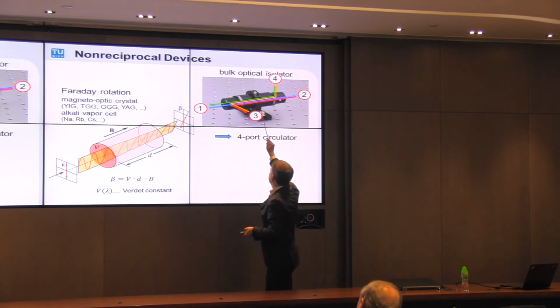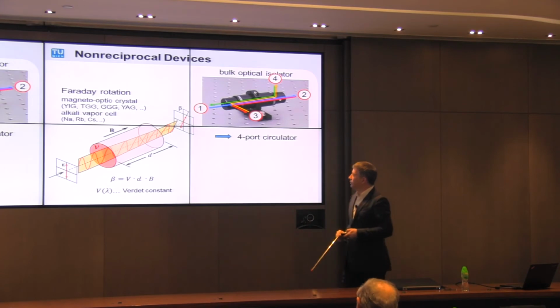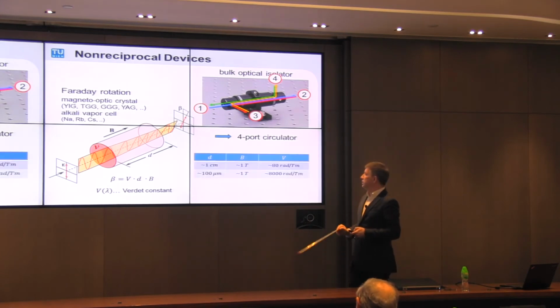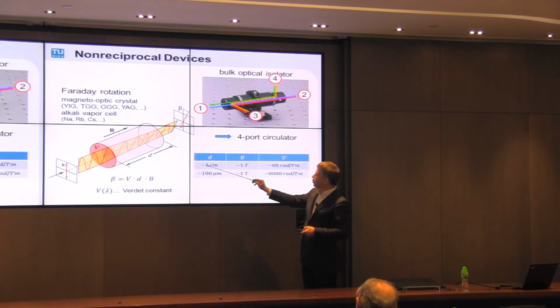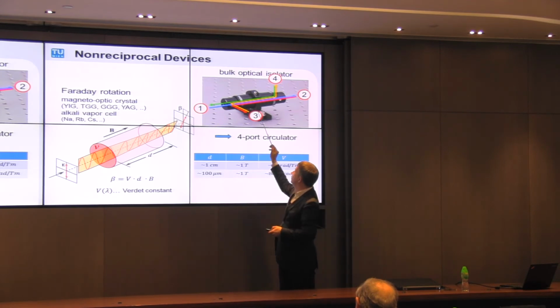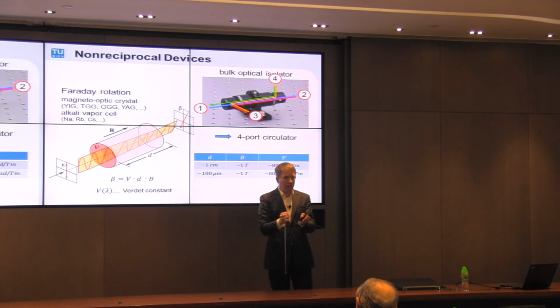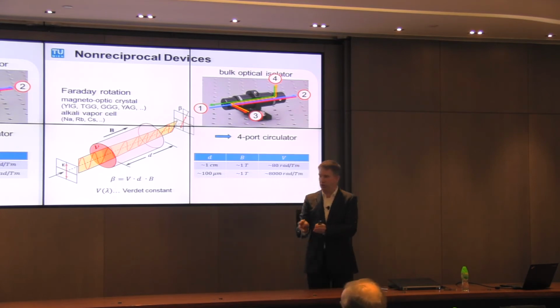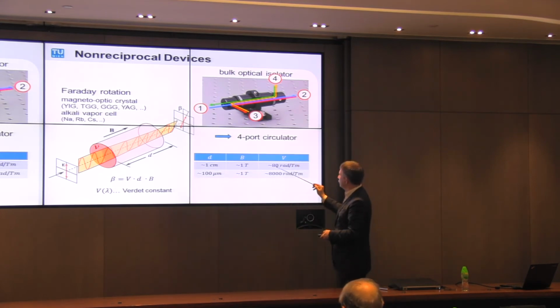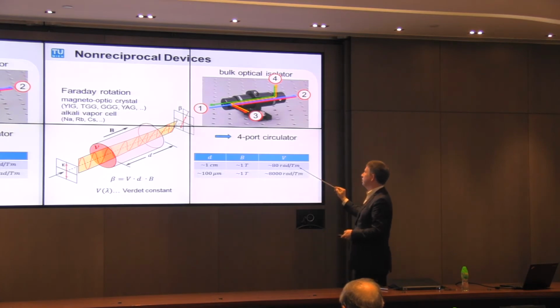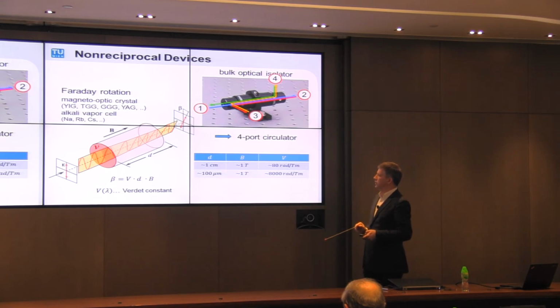The typical length of crystal for these bulk optical isolators is on the order of a centimeter. If I have a centimeter-long crystal and a magnetic field strength of 1 Tesla, which can be realized just by putting permanent magnets close to the crystal, I actually need a Verdet constant of 80 radians per Tesla and meter. This is readily available for high transparency materials.